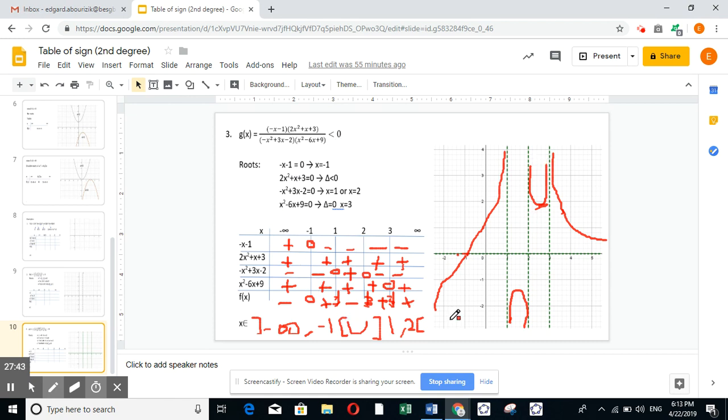I want less than 0, so this part is less than 0: from minus infinity till -1 without the root, and from 1 till 2, as you can see, and the part above is bigger than 0. I hope that you got the table of sign of second degree, and see you in class.